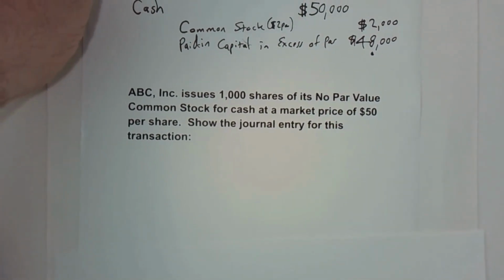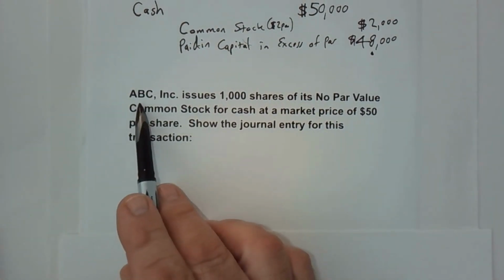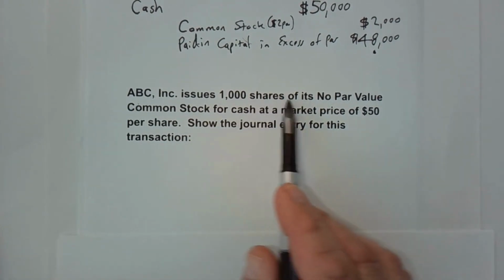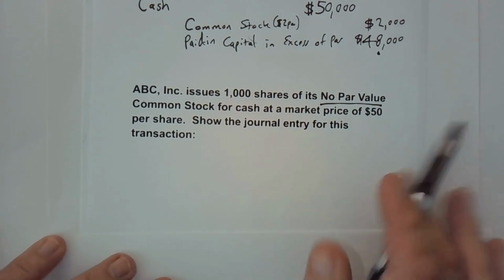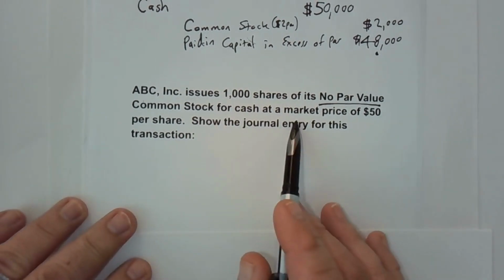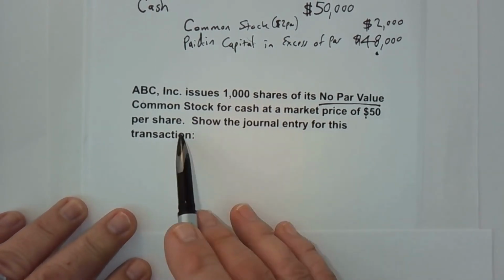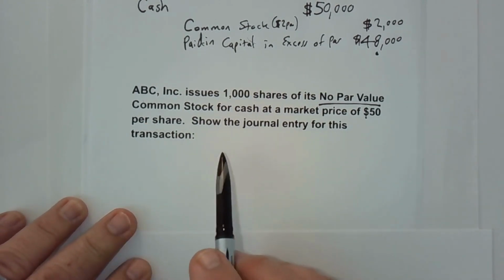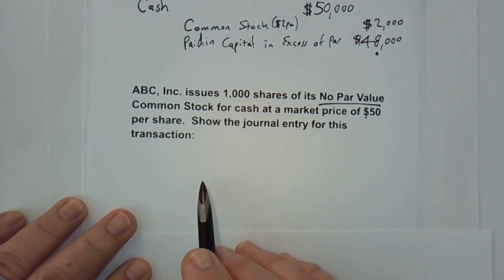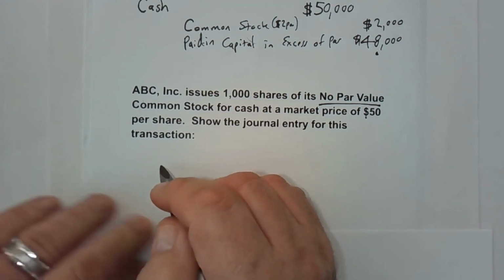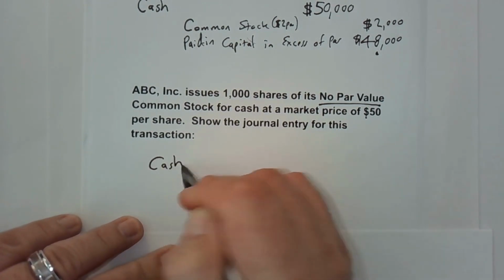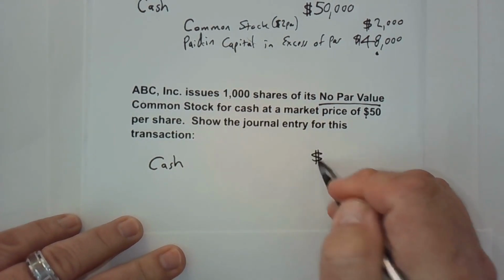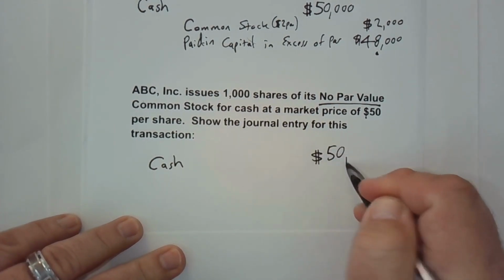All right, in this example, same company, ABC Inc. issues 1,000 shares, but in this case it's no par value or 0 par value common stock for cash at a market price of $50 per share. So it's going to be the same price per share. And I'm going to show the entry. Again, they're receiving $50,000, so I'm going to debit cash for $50,000.